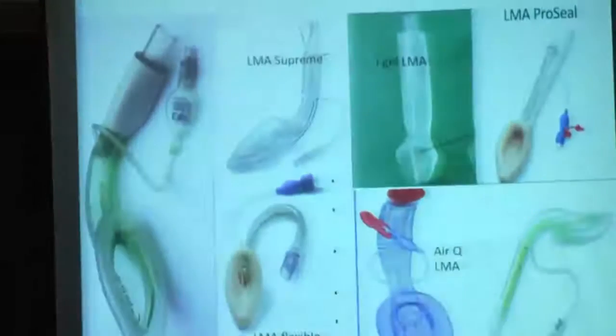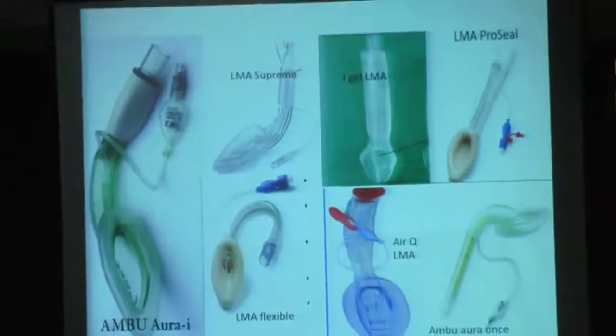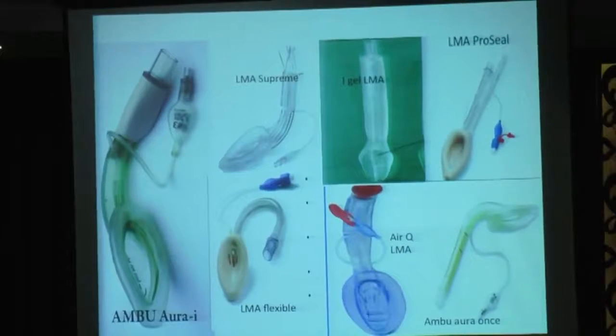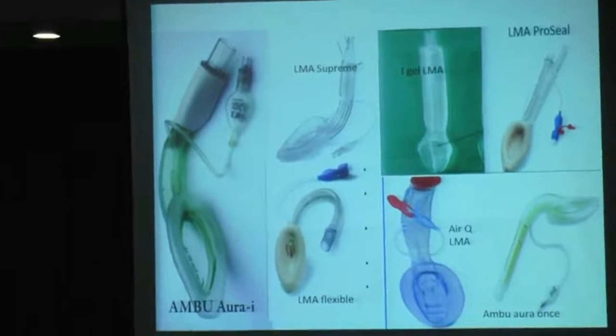So what are the devices which are available? The first generation is the classical laryngeal mask airway, and there are others which have a lot of advantages over the first generation devices, like the iGel, which we commonly use, then the Supreme LMA and flexible LMAs, and I'm going to highlight how they have changed our practice. Regarding the AirQ, which is a really good intubating scope, I'm going to demonstrate how we do intubations with the AirQ supraglottic airway device.